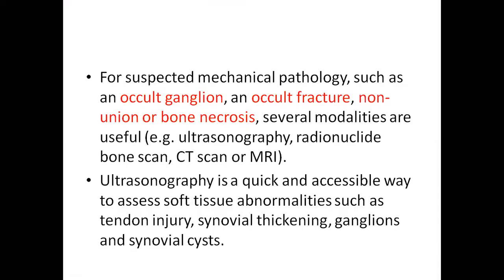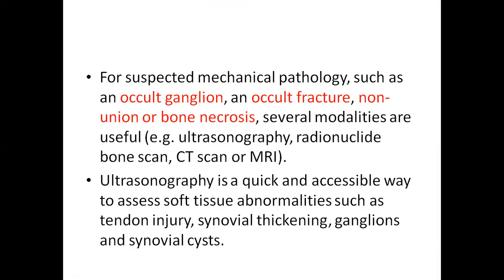If there is a suspected mechanical pathology like an occult ganglion, a fracture, non-union, or bone necrosis, these, the ganglion and fracture, will all be discussed later when we discuss the subacute and chronic cases or the other causes of acute wrist pain.